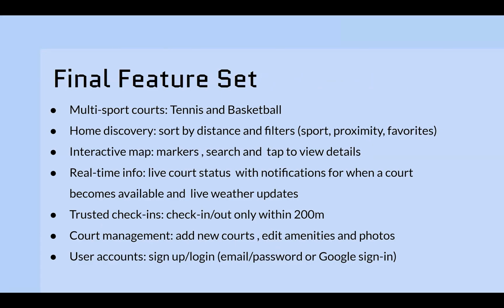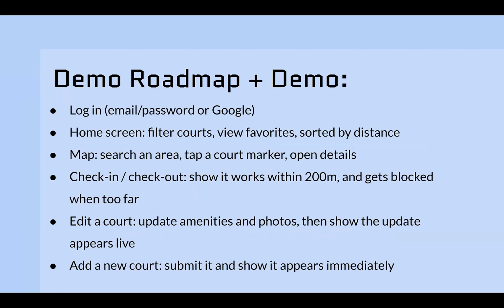In the demo, we'll prove the full feature set end to end. Users can check in and out only within 200 meters, log in with email password or using Google, and see live court status and weather. We'll show editing court amenities and photos, adding new courts to the database, filtering by sport, proximity, and favorites, and using the interactive map to search and tap into court details. This is our demo roadmap, followed by the actual demo itself.